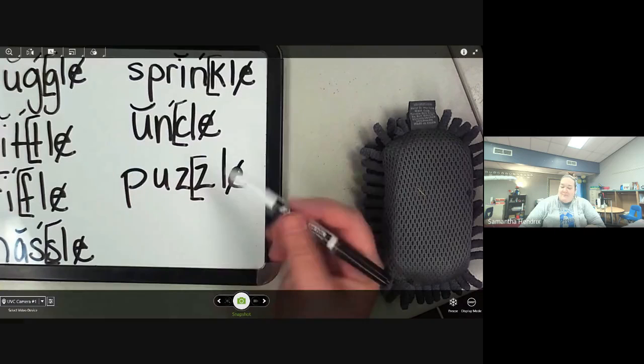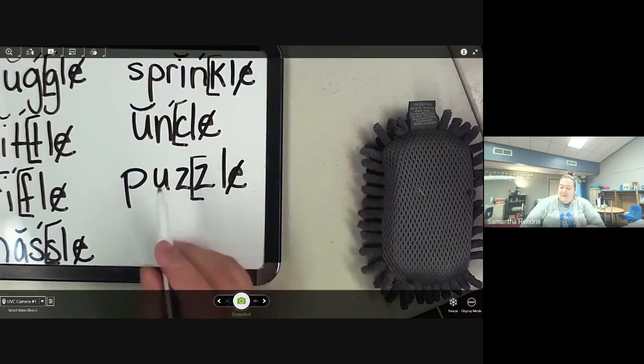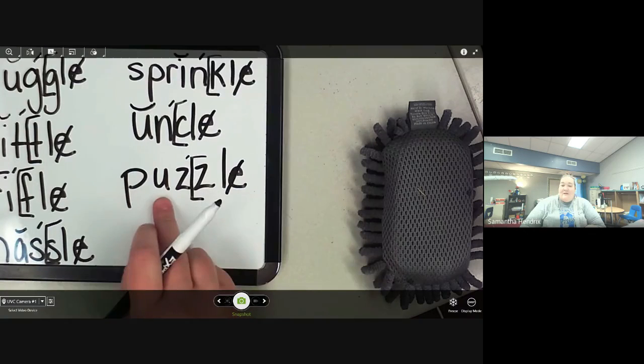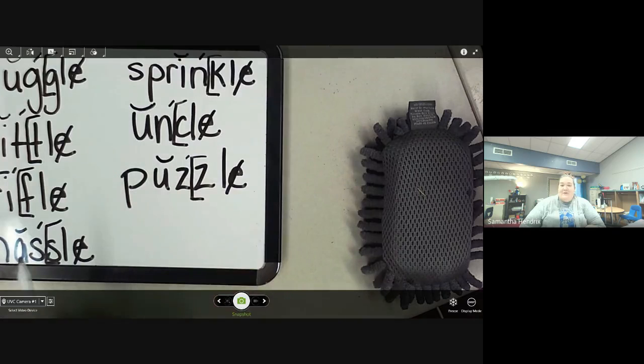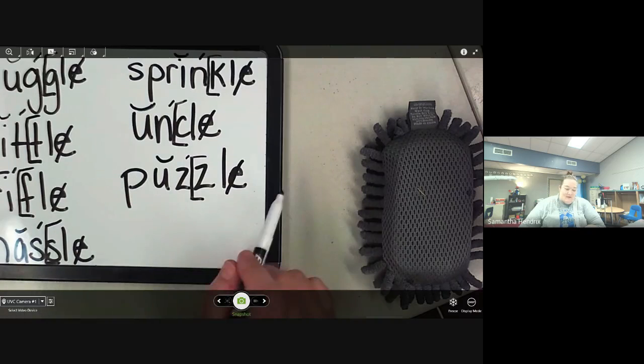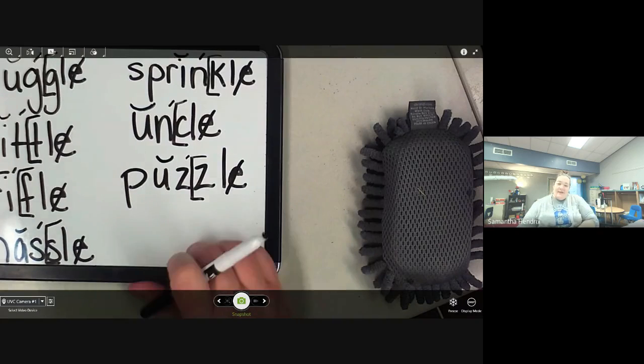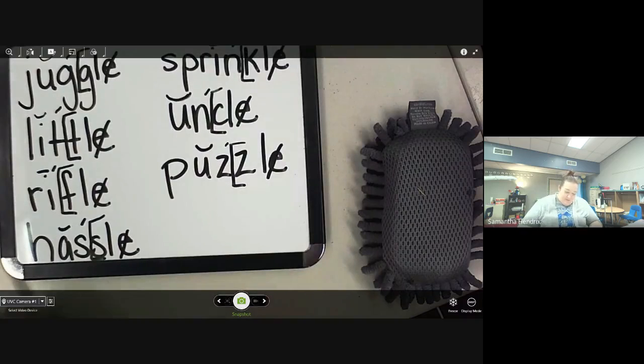Remember, I'm learning with you. So let's look at this one. Vowel followed by a consonant. Short puzzle. Puzzle. Gosh, that's a lot of final stable syllables. But we're making it.